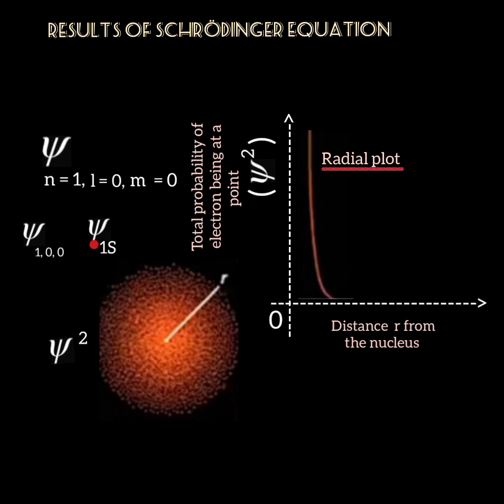For the 1s orbital, the probability density is maximum at the nucleus, and it decreases sharply as we move away from it. And this plot is called the dot plot. The probability density of the electron is maximum at the middle, and further and further away the electron density decreases.